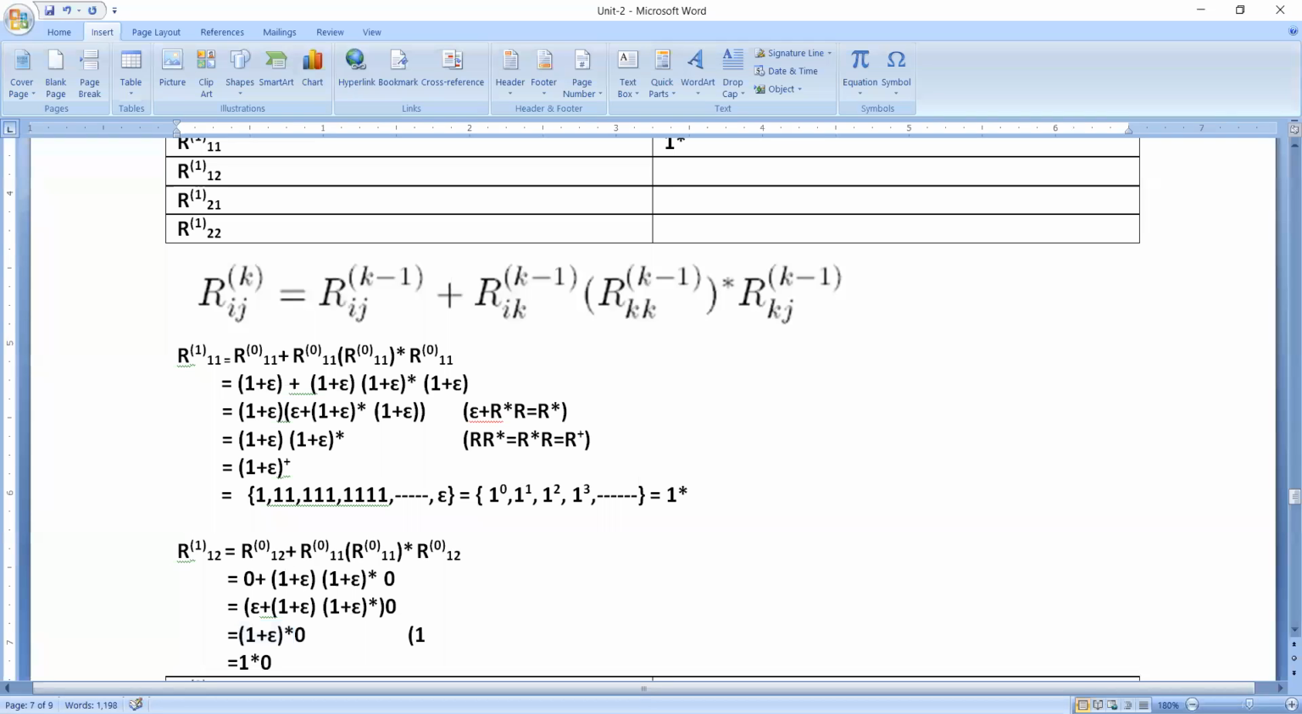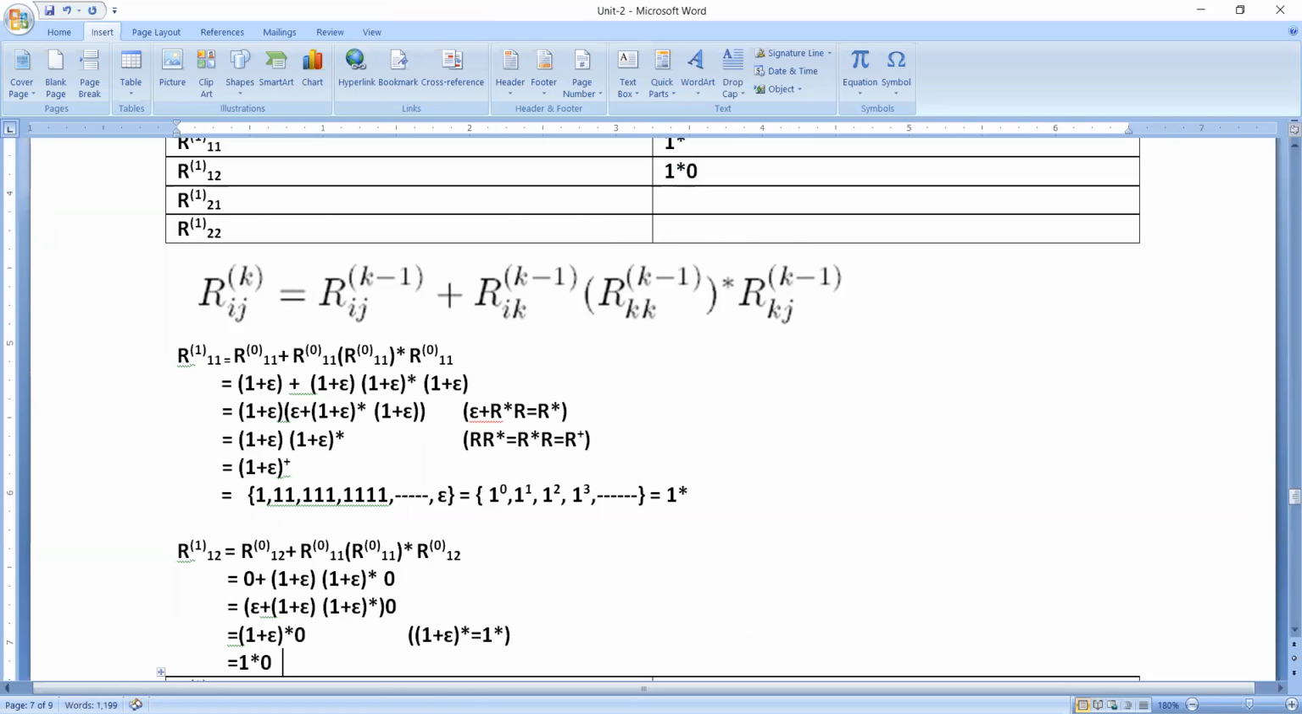Okay, for your reference, if I want, I'm going to write over here. So the thing is, (1 plus epsilon) whole star will be equivalent to 1 star only. Now from this, what we got, R power 1 1 2 will be 1 star 0. Now we got 1 star 0.